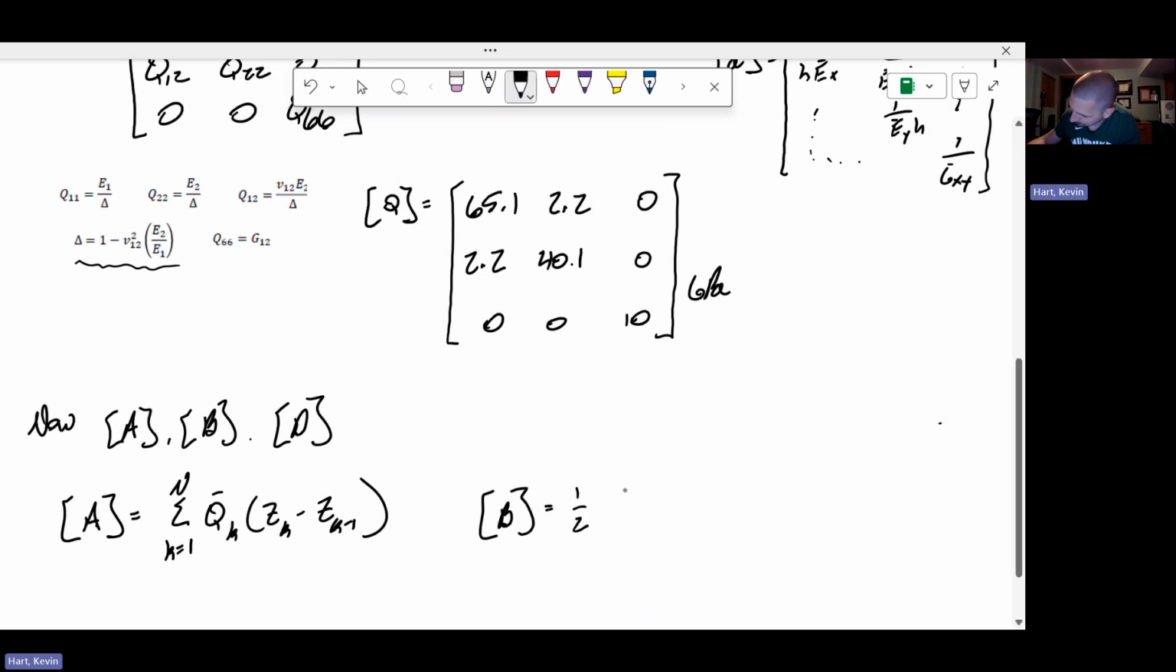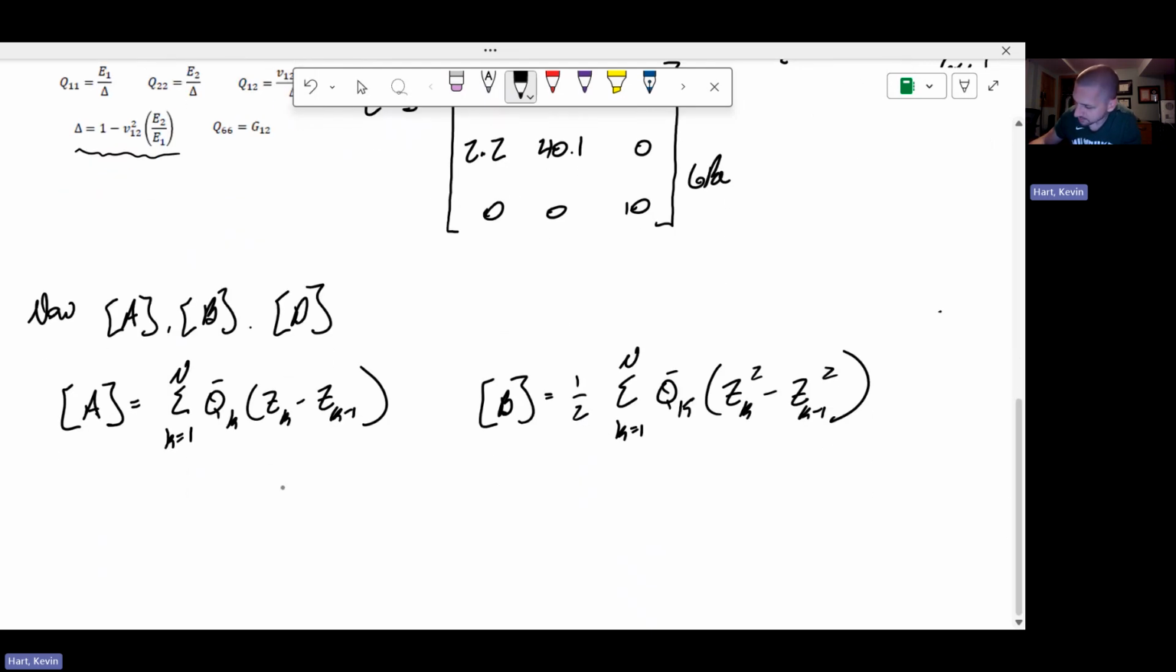is 1/2 summation k equals 1 to n of q bar k, zk squared minus zk minus 1 squared. And then the D matrix, remember these are 3 by 3 matrices. This is 1/3 summation k equals 1 to n of q bar k, zk cubed minus zk minus 1 cubed.